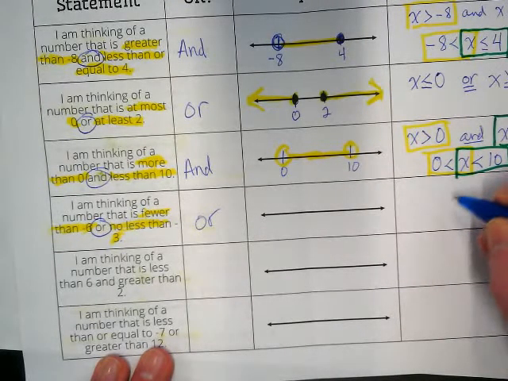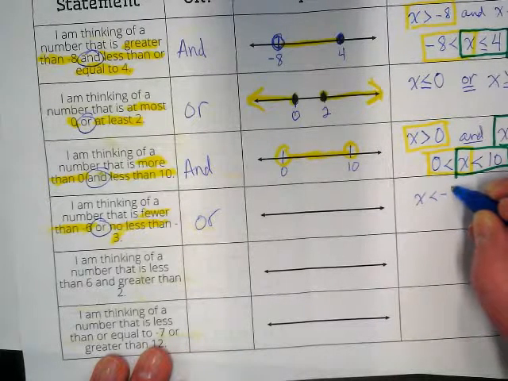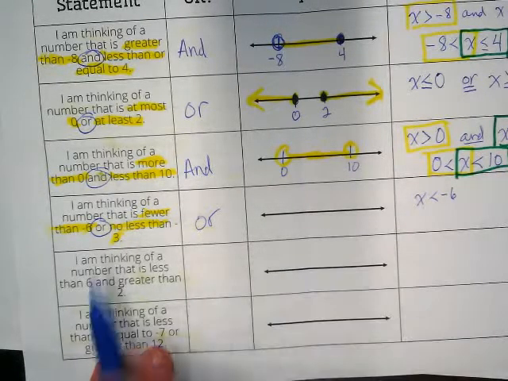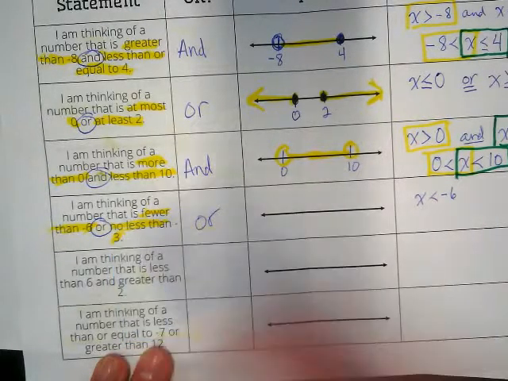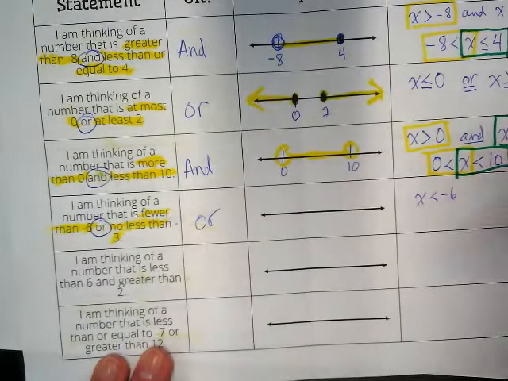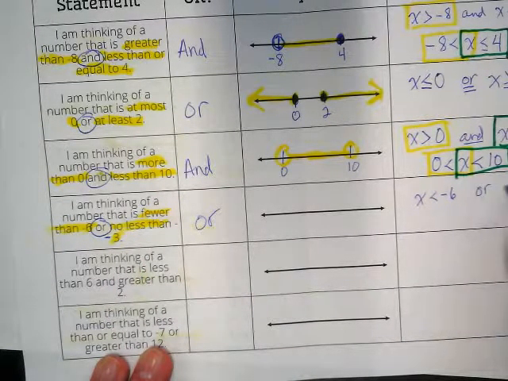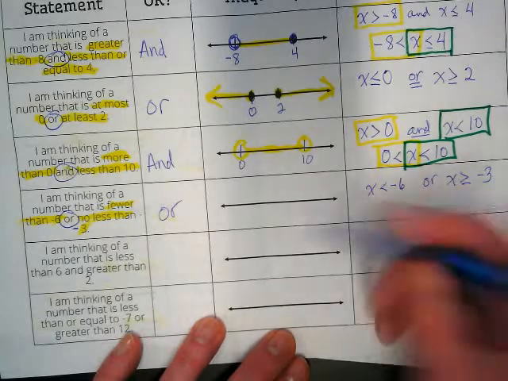And we had a number that is fewer than negative 6, so x is less than negative 6. I'm sorry, I keep leaving that negative off. And the second inequality said, or no less than negative 3. The negative sign got stuck up here. I'll just write it down here. So, or x is greater than or equal to negative 3. Sorry, that was off screen a little bit. There we go. And let's graph real quick.